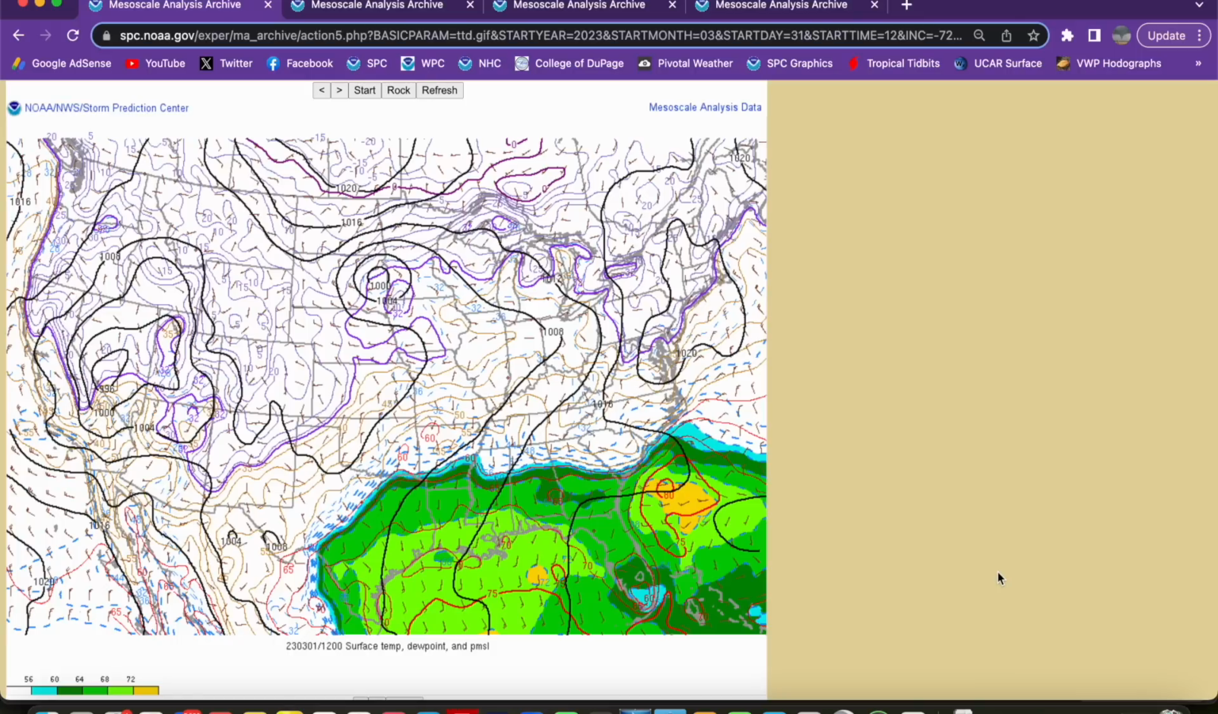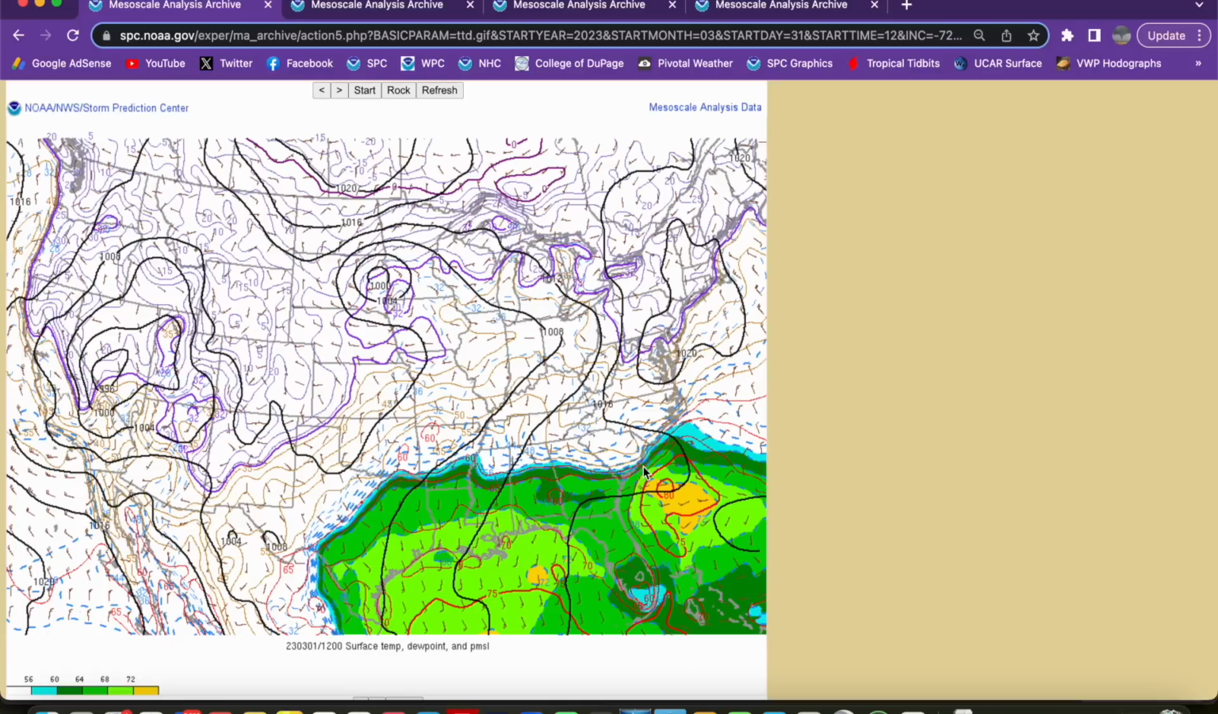We'll start out at the surface. The black contours here are the pressure contours, and the shading is dew point temperature. Your greens are going to be anything above 60 degrees Fahrenheit dew point. Your yellows are going to be your 70s dew points plus. So stay focused on the moisture more so here.